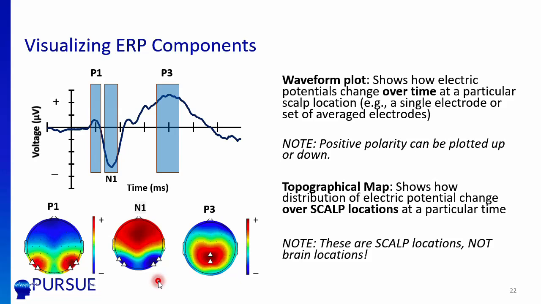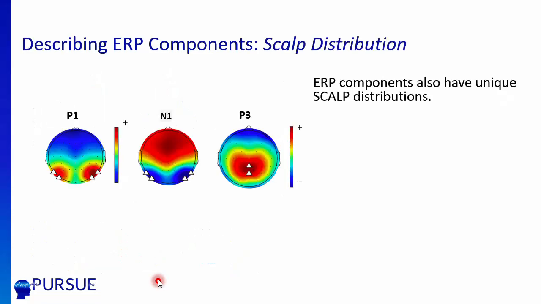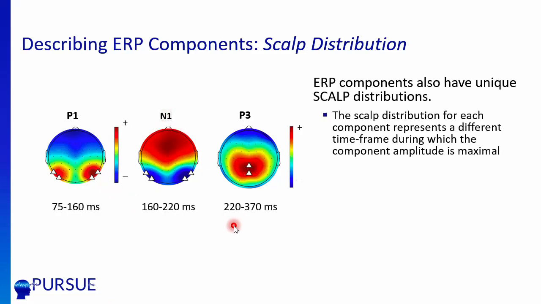Keep in mind that these are scalp locations, not brain locations, so it's fine to talk about the parietal electrode sites, but it's not parietal tissue necessarily. Something we'll learn about in another video. Identifying the neural source is difficult with ERPs. I also pointed out that those components had different scalp distributions, right? So the P1 is more posterior or occipital, N1 more frontal, and then the P3 more posterior, right? So the scalp distribution represents different time frames, right? So your topographical maps are going to show some sort of time frame.